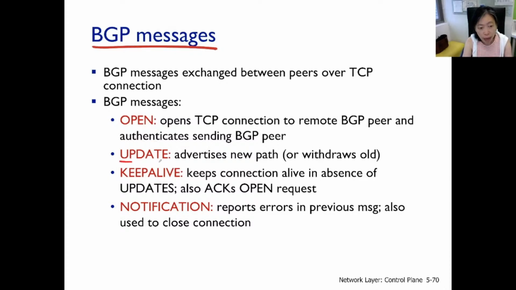Now, the update message. This is the message being used to send the path advertisements, the path vectors. This message also allows the routers to withdraw outdated path vectors. The keep alive message we saw earlier is to ACK the open message to establish a TCP connection. The keep alive message is also sent periodically to refresh the TCP connection, just in case there are no update messages being generated. So update messages carry the path advertisements.